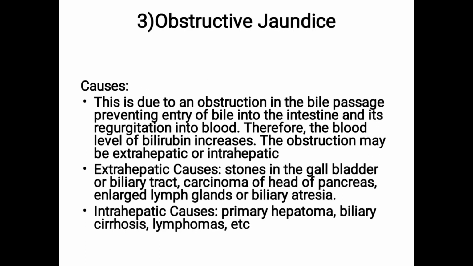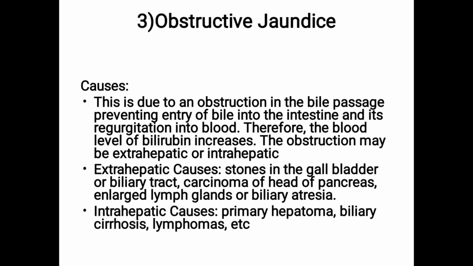So the third one is obstructive jaundice. What is the meaning of this? There is no problem before and in the liver actually. After conjugation, there is some problem; that is obstructive jaundice. That is mainly due to obstruction in the bile passage, preventing the entry of bile into the intestine. This point you have to remember: obstruction of the bile passage, preventing entry of bile into the intestine.